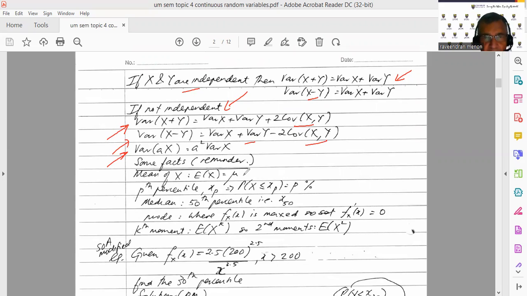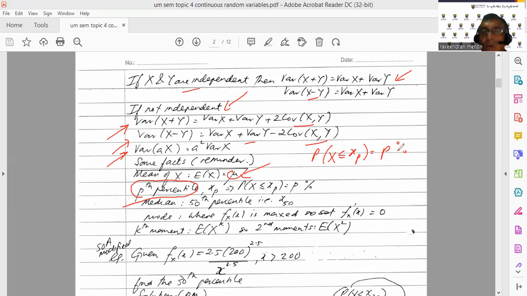Notation wise, I think you have seen this before, right? We use this notation for the expected value of x. The expected value of x, the mean of x, we like to use mu. And let's say we have the pth percentile. The pth percentile, let's call it x sub p. I'm just going to call it xp, right? So xp will be what? Probability x less than or equal to xp will be p%.